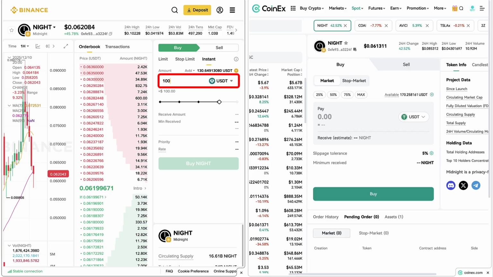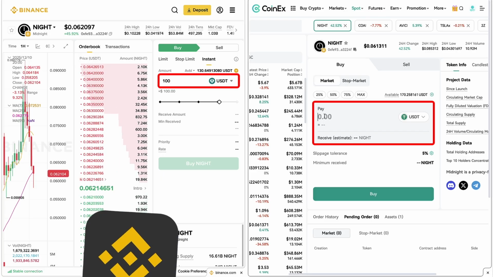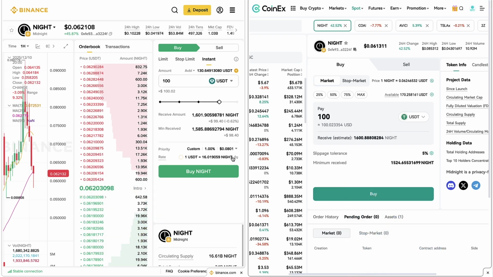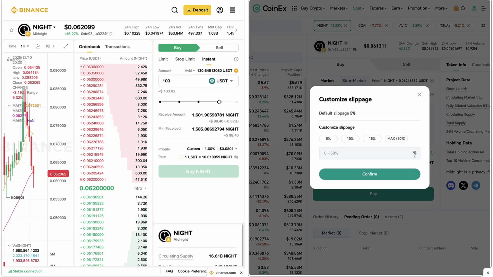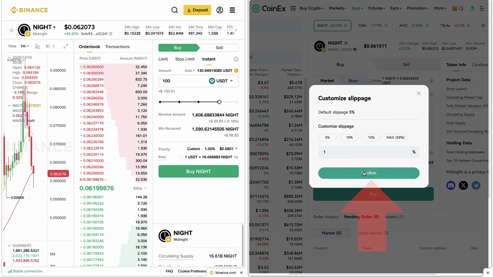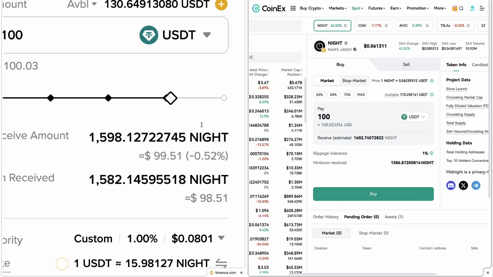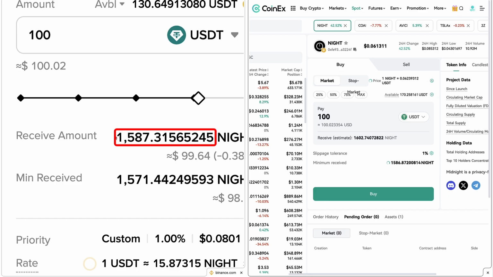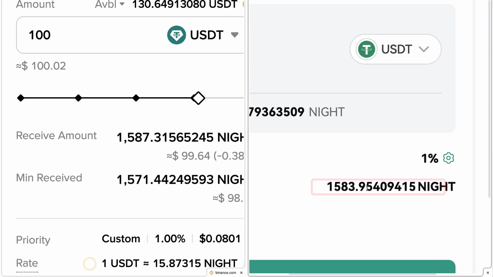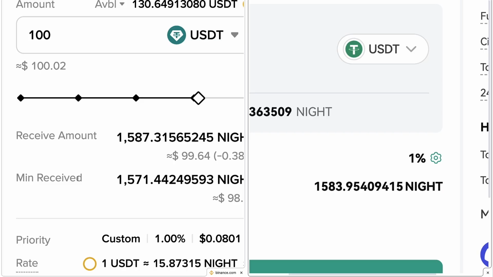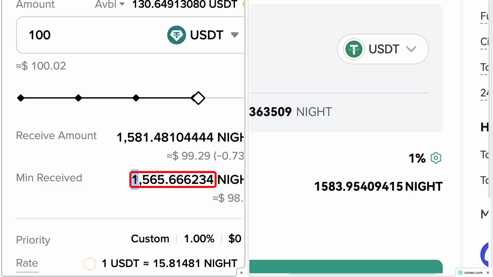Anyways, let me show you how many Night coins I can receive on Binance and on CoinEx. I will put the same slippage tolerance on both. So here is 1% slippage tolerance on Binance, and we will put the same here on CoinEx, 1%. And here you can see the receive amount is less than 1600 Night coins on Binance, and here roughly 1600, so it's more. The minimum received on CoinEx is 1583. The minimum received on Binance is 1565. You can see it's dynamic, it changes.